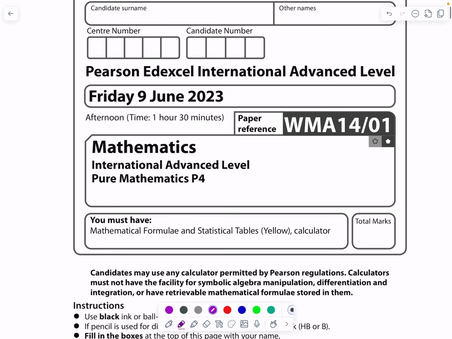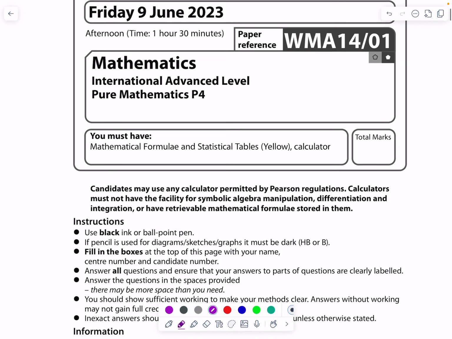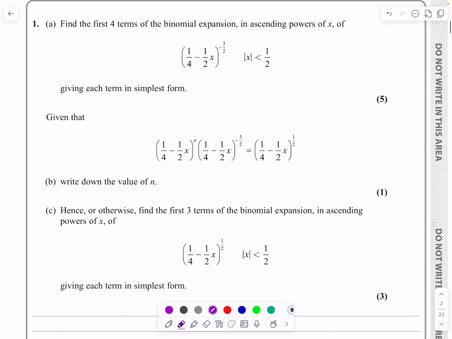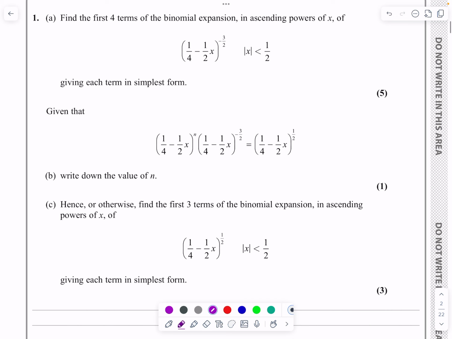Okay, this is the P4 paper from June 2023. It's the first question, question number 1, and as we can see as I scroll down, it's a binomial expansion question. Let's have a look at part A then, which says, can we expand this for the first 4 terms?